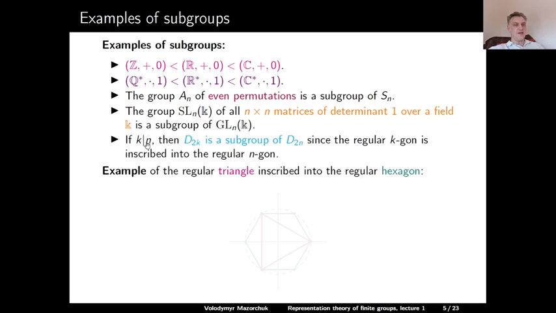Also, if k divides n, then the dihedral group D2k is a subgroup of the dihedral group D2n, since the regular k-gon is inscribed into the regular n-gon under this assumption. So for example, on this picture we see how the regular triangle is inscribed into the regular hexagon. And so any symmetry which leaves this triangle invariant will also leave the hexagon invariant.